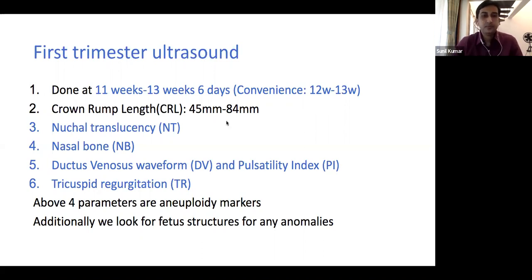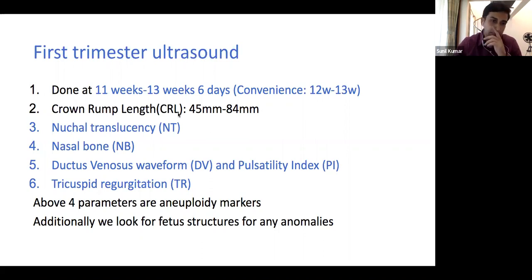Now this NT scan is considered a first trimester screening only if the crown rump length is between 45 millimeter and 84 millimeter. If it is less than 45 millimeter, accuracy will not be there to measure the NT and NB. If it is more than 84 millimeter, then also the accuracy reduces. Not that it cannot be considered, but in the studies that have been done, the detection rate is high between 45 millimeter and 84 millimeter. That is the reason the NT scan has to be considered within this window.